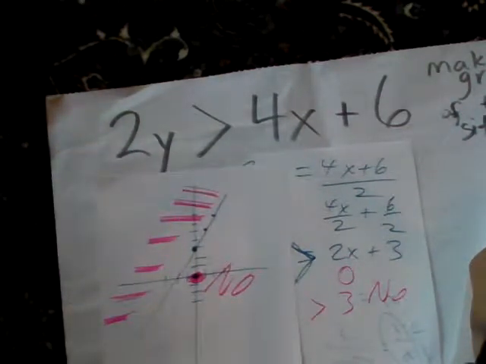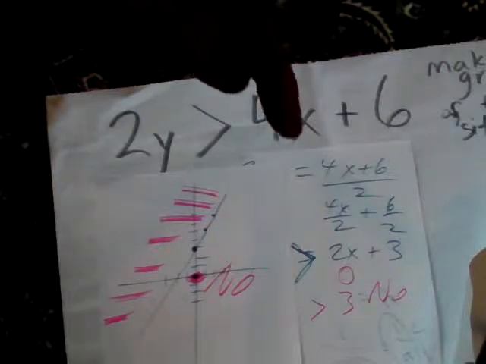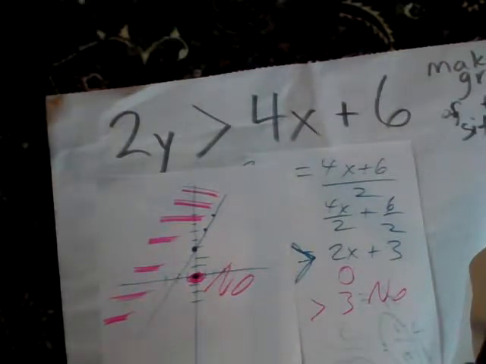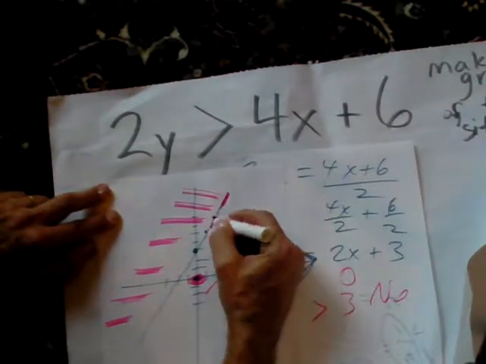That's a good side. But we're not done. Remember this part here? We want to make this a dashed line.